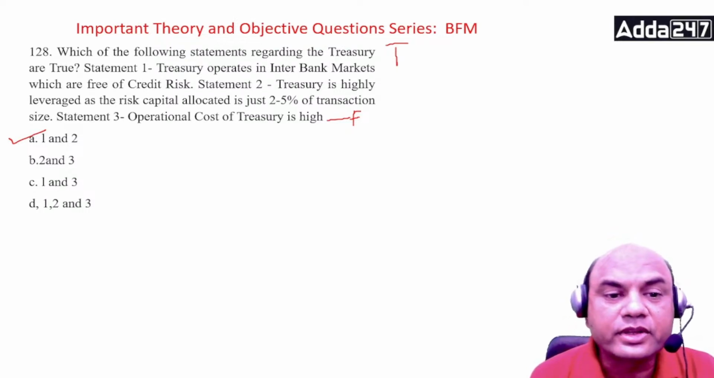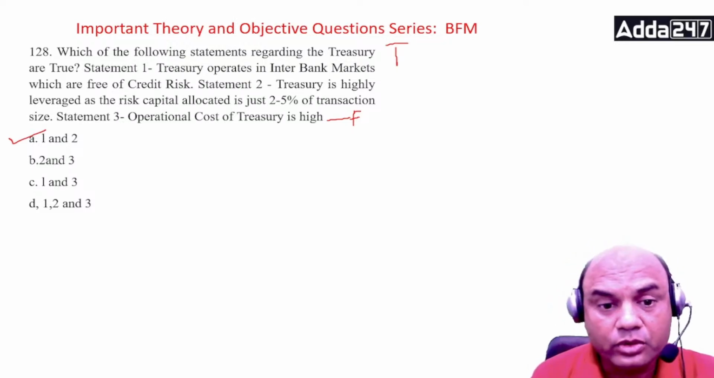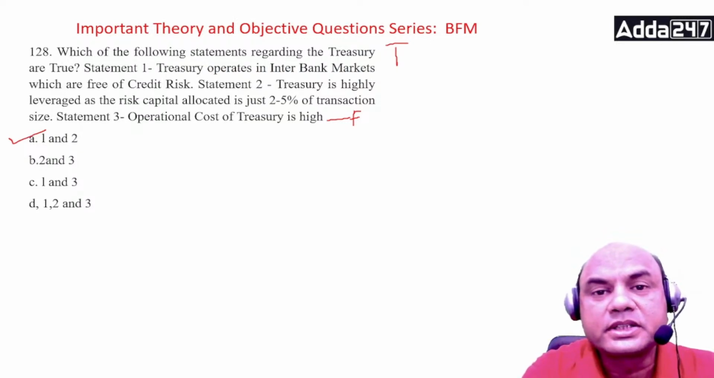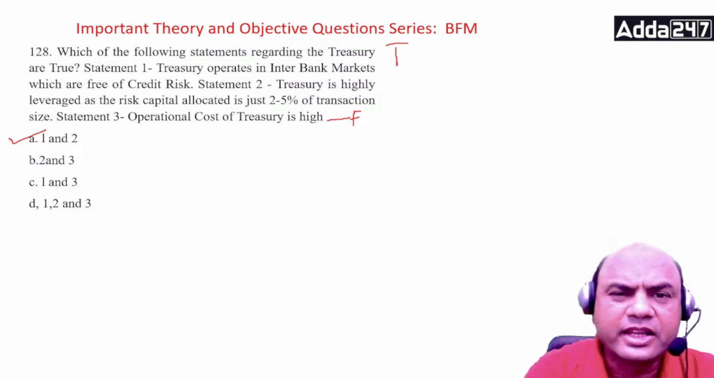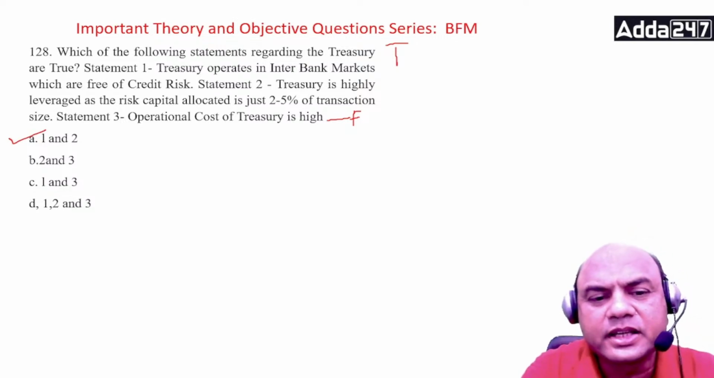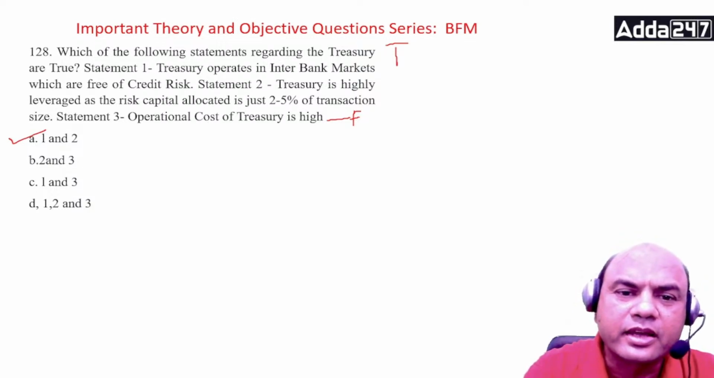Now let's check whether A is true. Treasury operates in interbank markets which are free of credit risk. So there is no credit risk in treasury. That's a true option. Why? Because treasury always tries to nullify the credit risk first. The remaining risks will always be there, operational and market risk. It mostly operates in the interbank markets. Interbank means buying from one bank, selling to another bank.